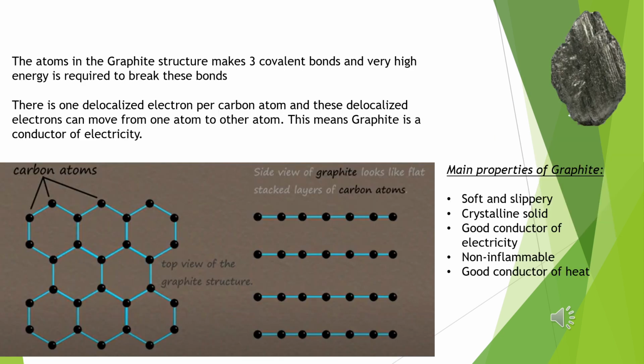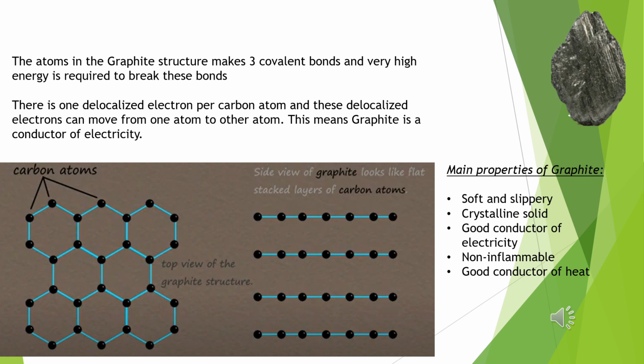The atoms in the graphite structure make three covalent bonds, and very high energy is required to break these bonds, like the diamond bonds. There is one delocalized electron per carbon atom in the graphite structure, and these delocalized electrons can move from one atom to another, and this means graphite is a conductor of electricity.